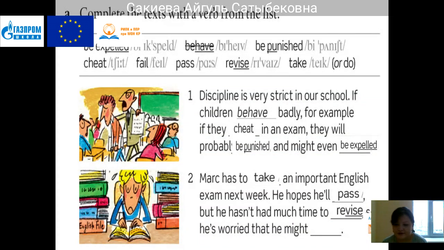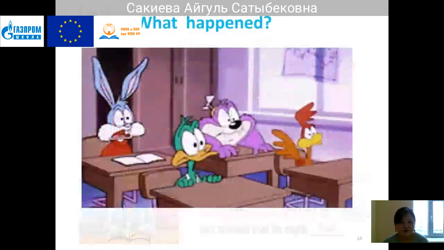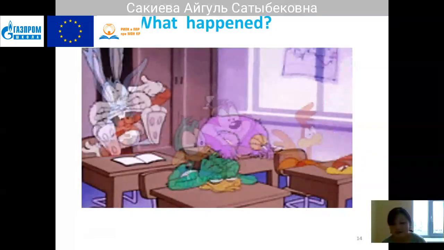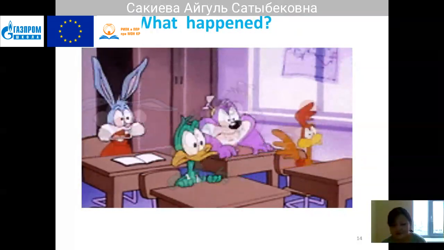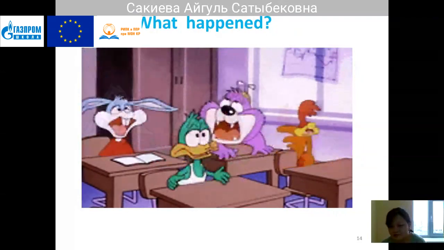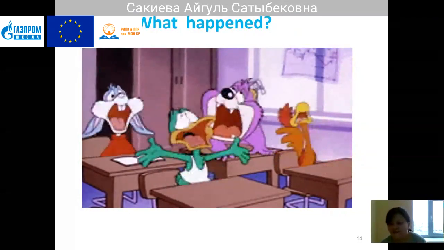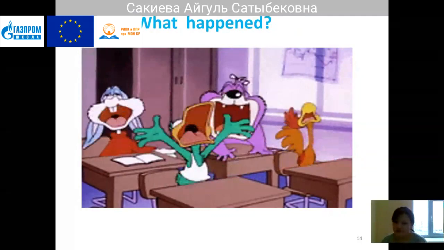Daniela, you also correct. So he is worried that he might what? Nuraim, good job. Nursultan, yes, fail. Fail, you're right. So you have found most of the words correct, and let's move on to look at these pictures. Now, what happened? So you have to make one sentence using the vocabulary which we have just taken.